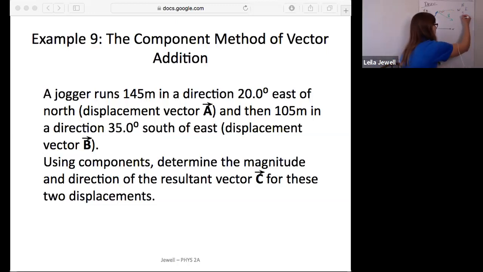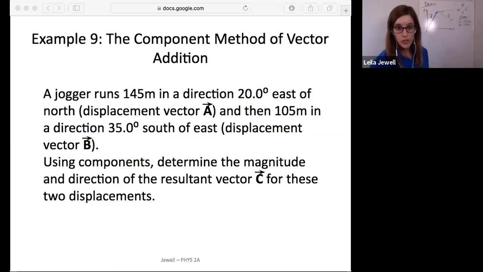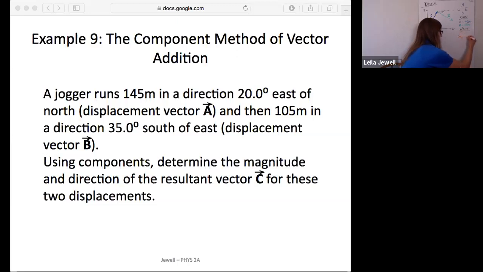The only other pieces of information that I haven't already labeled that I know is I can add the lengths of these, right? That vector A says 145 meters and vector B is 105. All right, and so we want to find the resultant, so I'll fill that in too. And it says the magnitude and direction of vector C. Mag plus direction.